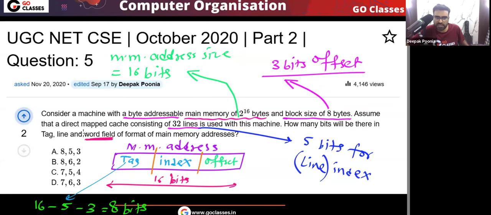Okay, so actually here they are saying word field, but they should say either block offset, or byte offset, or I can say byte field. Instead of saying word field, they should say byte field, or byte offset or block offset. These words they should use here. But anyway, this is also fine. We understood what they want to say. They want to say block offset. So you can see for block offset you need 3 bits. So finally the answer will be option A, that is 853. Very simple question.